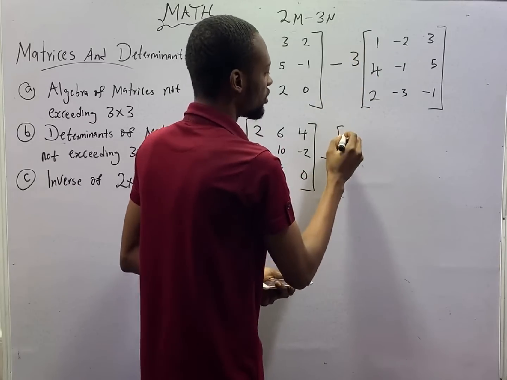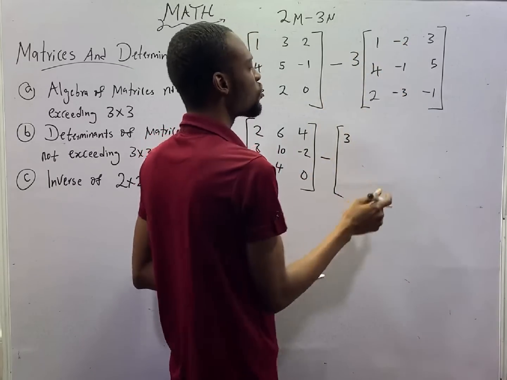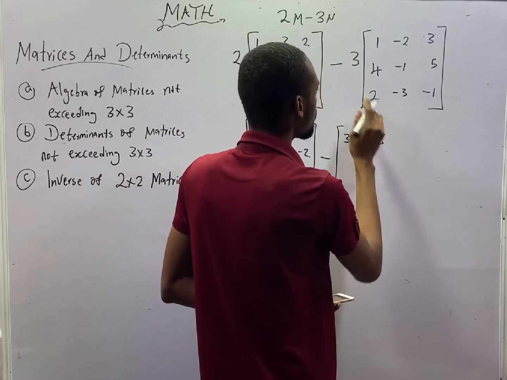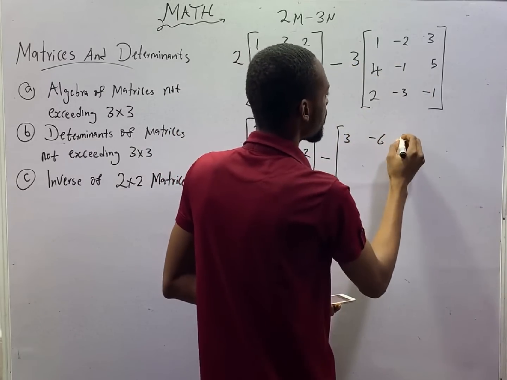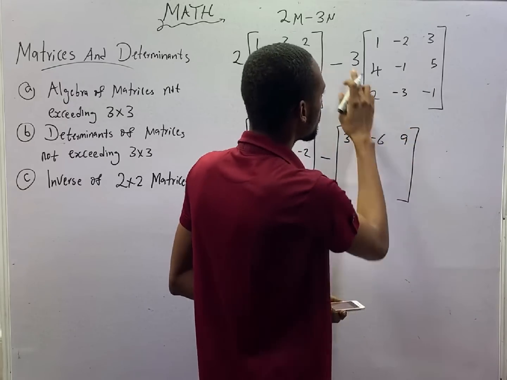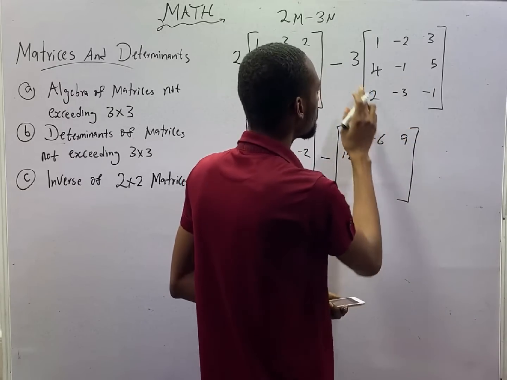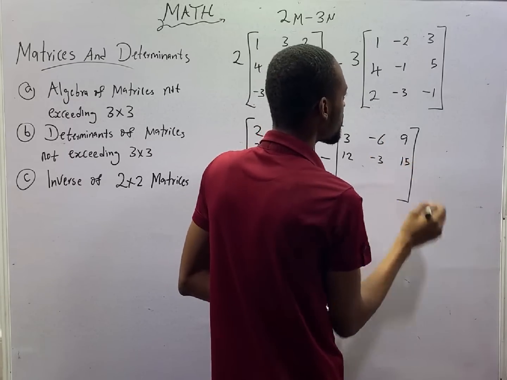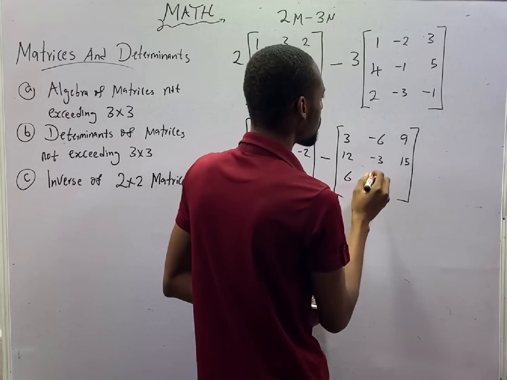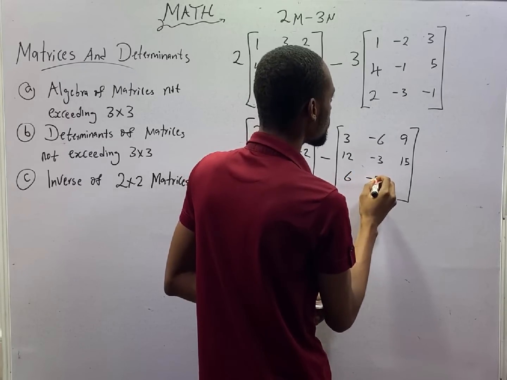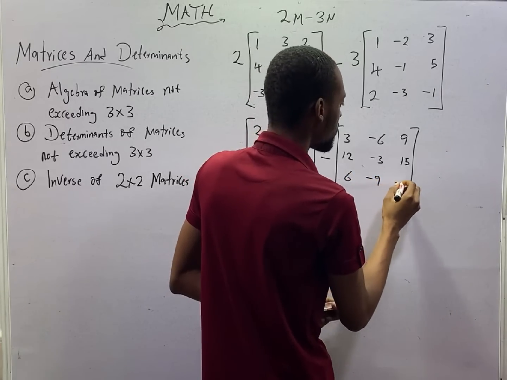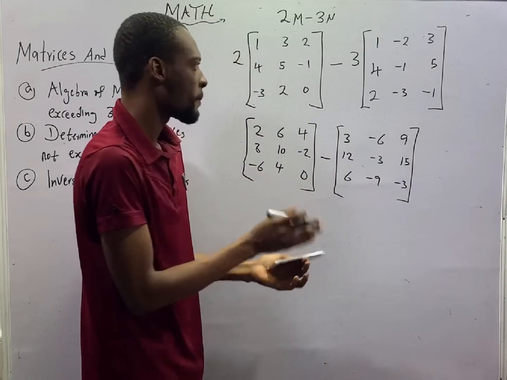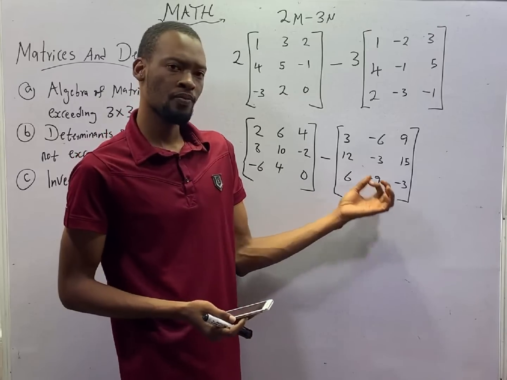3 times 1, 3, 3 times minus 2, minus 6, 3 times 3, 9, 3 times 4, 12, 3 times minus 1, minus 3, 3 times 5, 15, 3 times 2, 6, 3 times minus 3 is minus 9, and 3 times minus 1 is minus 3. From here, this is 2M and this is 3N.